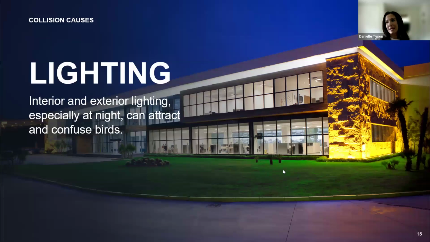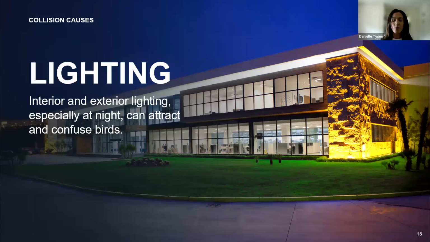And finally, lighting. Many birds are migrating at nighttime. Not all of them, but some of them do. And the lighting, as we know, on the inside of a building is often necessary or always necessary. And sometimes it's used for design or safety on the exterior. But lighting can be a challenge. Exterior lighting can confuse birds, and interior lighting attracts birds and can cause collisions.